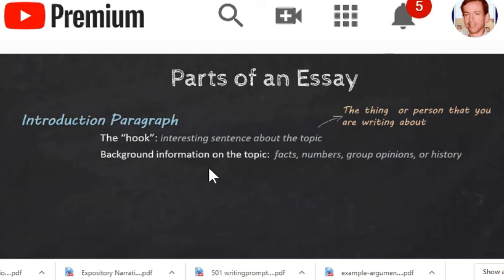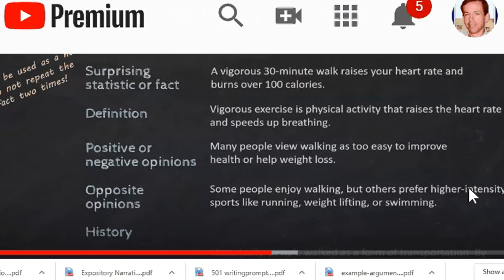A hook needs to be simple and strong. Don't make the reader have to think a lot about what you mean. Try to connect to something they already know. So I chose 9/11 because almost everybody can remember that. The hook is usually 1 or 2 sentences, and then we give very simple background information about the topic.